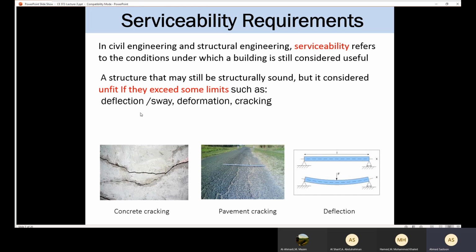And we need to determine the serviceability requirements for your project. You need to determine the limits for your deflection, sway, deformation, and cracking. Which ones are acceptable for you and which ones are not acceptable for you.